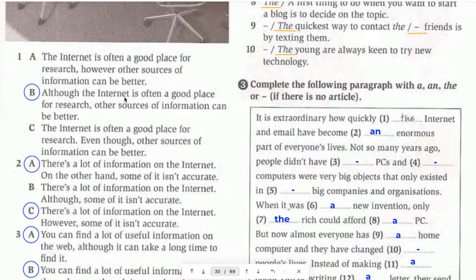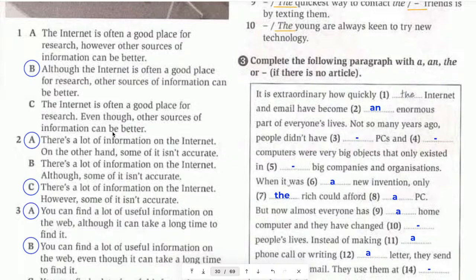Okay. Now, number 1, which one is correct? B, right? Yeah. B, although the internet is often a good place for research, other sources of information can be better. For example, like number 1, why is it wrong? Yes, that's right. Before the word however, we have to use a full stop. And then we have to use a capital letter. And after however, we have to put a comma there. Okay? We don't use however like this. And C is also the same, the way they use even though here is wrong.